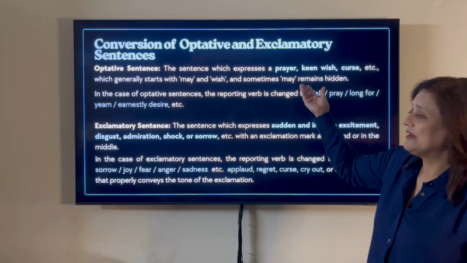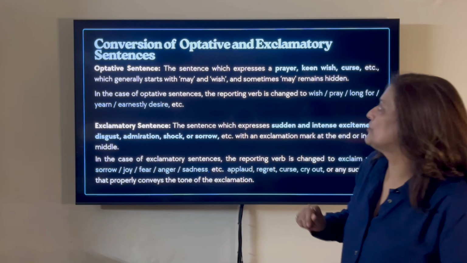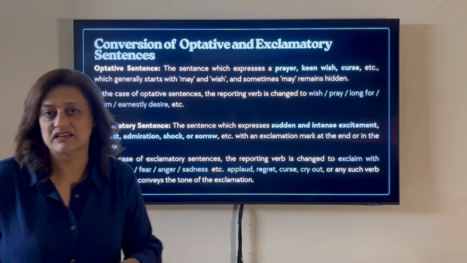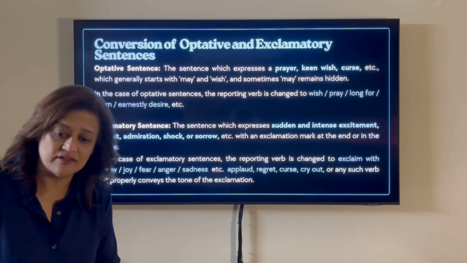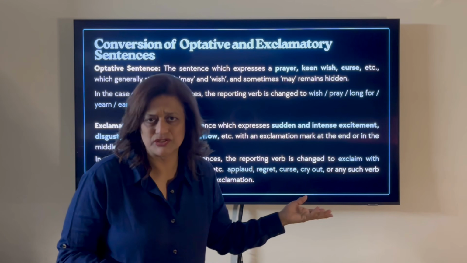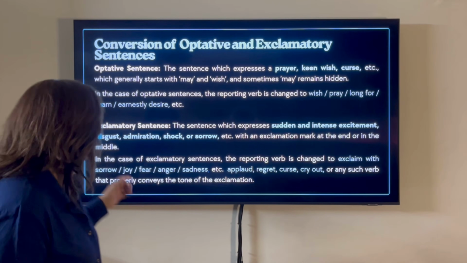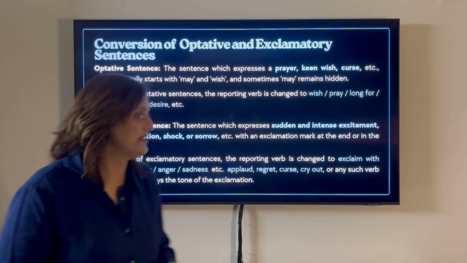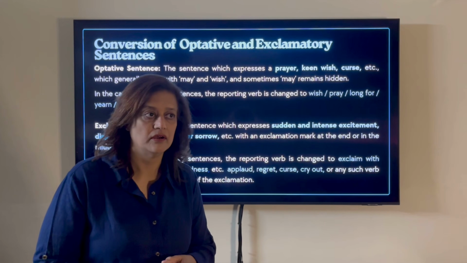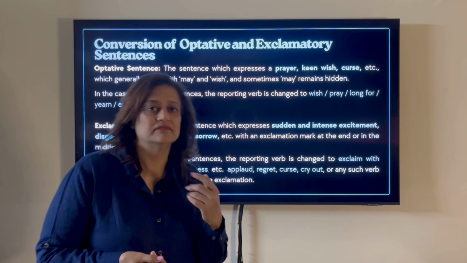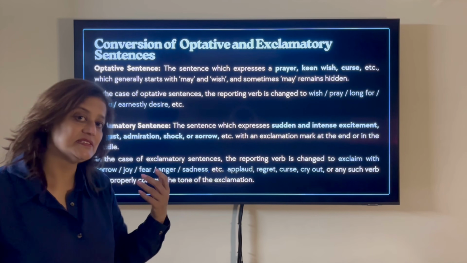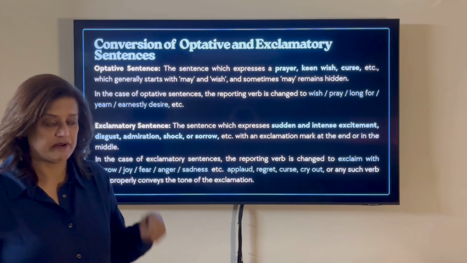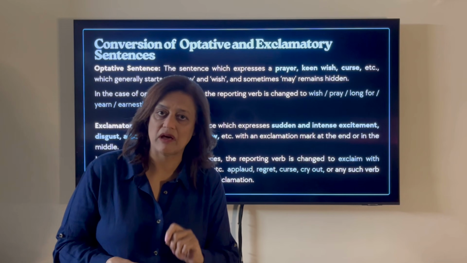Last topic, coming almost towards the end: conversion of optative and exclamatory sentences. Optative sentences are when we are expressing a prayer, wishing someone something, or cursing when you're very angry with someone. Exclamatory sentences are when we are expressing sudden or strong feelings, like hurrah, oh my God, oh, how this has happened. These are all sudden and strong expressions, called exclamatory expressions. After these expressions or phrases, we put an exclamation mark while writing.